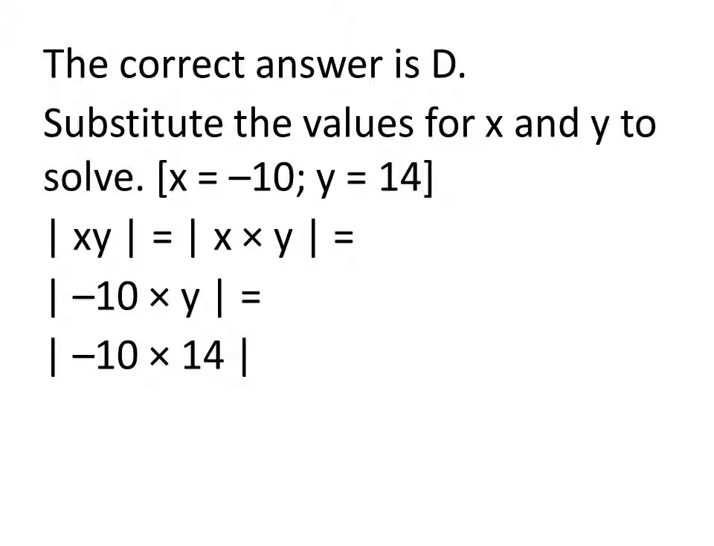Then next, doing our multiplication, the absolute value of negative 10 times 14 is equal to the absolute value of negative 140. Finally, then, remember that the absolute value is always a positive figure, so the absolute value of negative 140 is equal to 140.